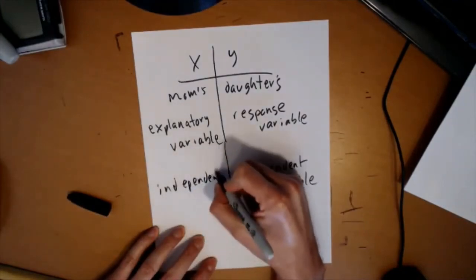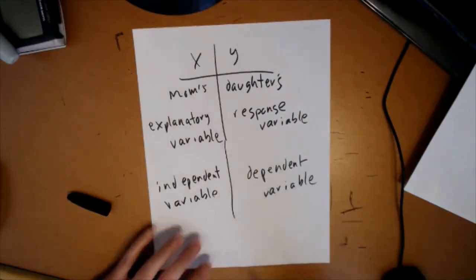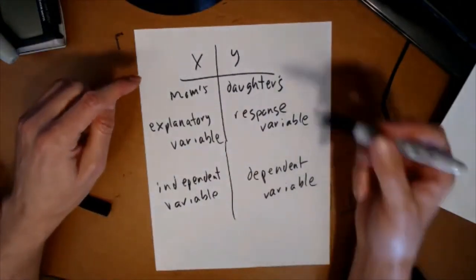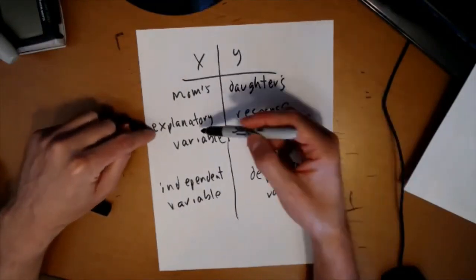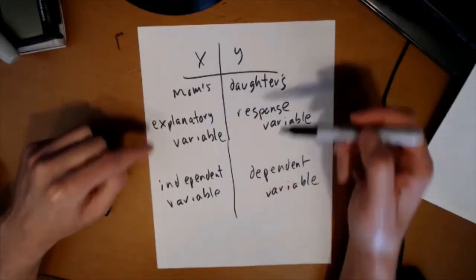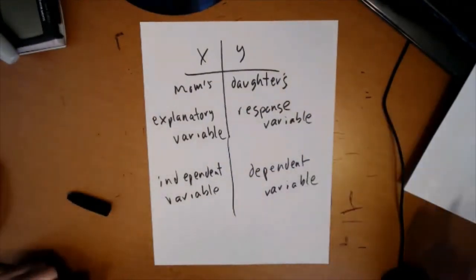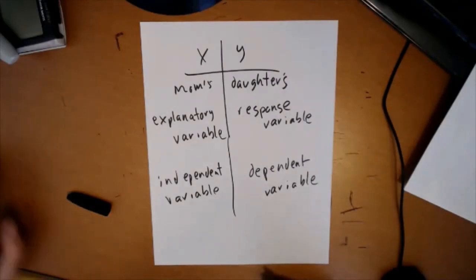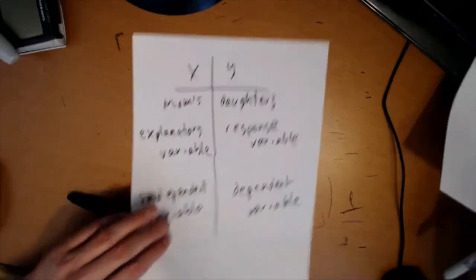They like giving everything multiple names to confuse you. Okay, so the x and y, we could also call it the explanatory variable and the response variable. We could also call it the independent variable and the dependent variable. Okay, so they give us some data for mom's height and daughter's height. Let's make a scatter plot.